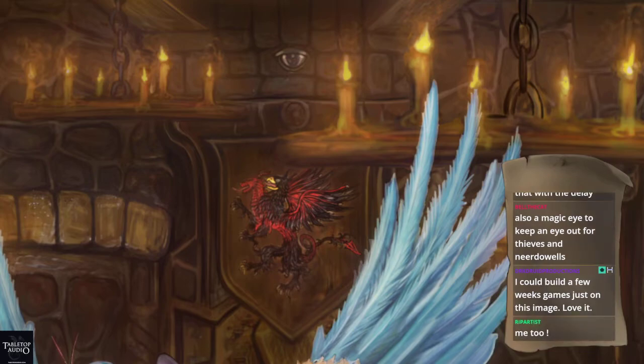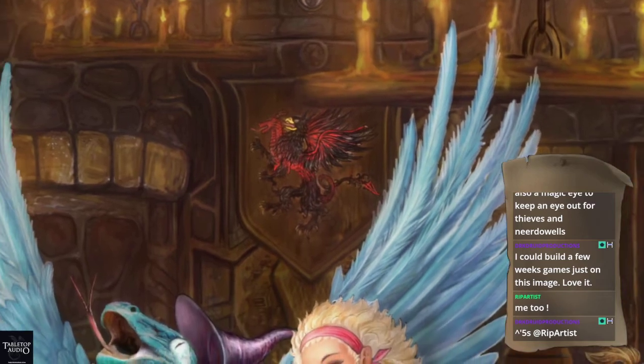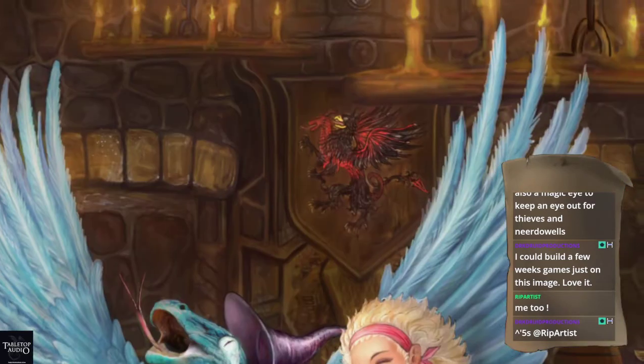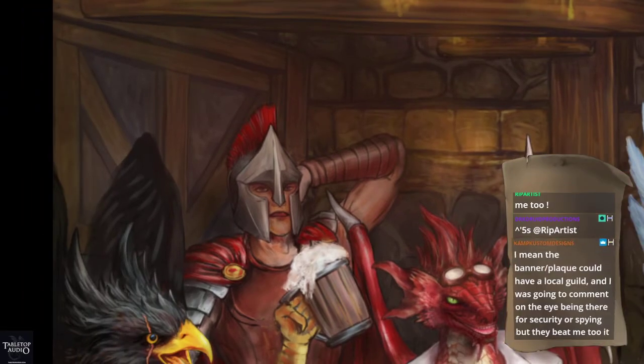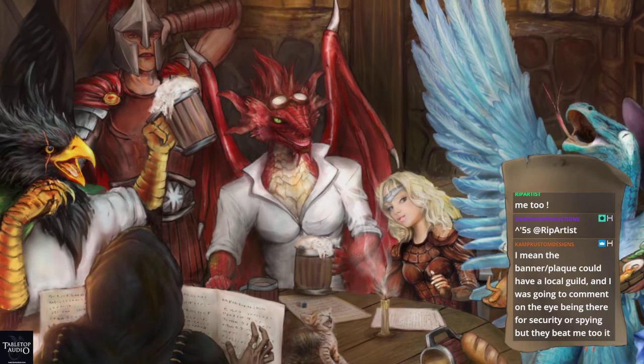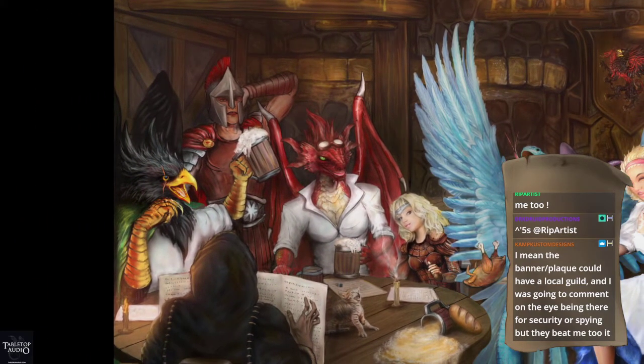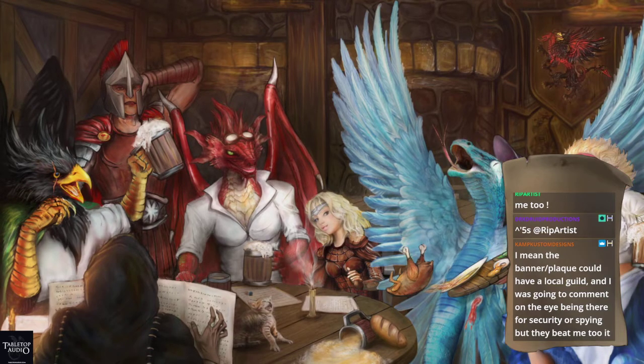Oh, Belle, you noticed. Belle the cat has seen it, and also gives a conjecture as to what it does. Dark Druid Productions says, I could build a few weeks' games on this image, and I love it. I'm very glad. So this is the core image here. And then let's do a little zoom out, okay? What might we pick up?